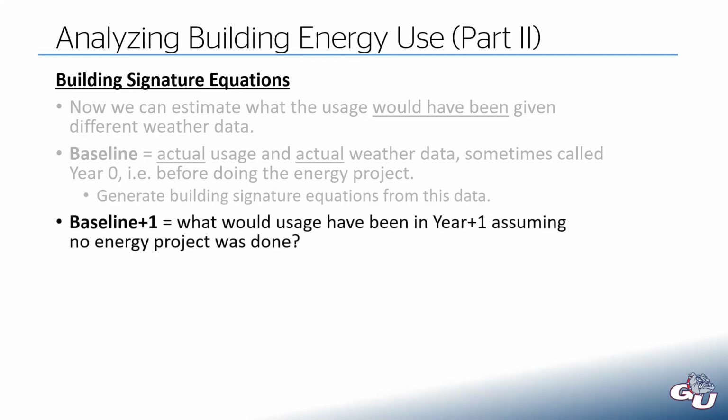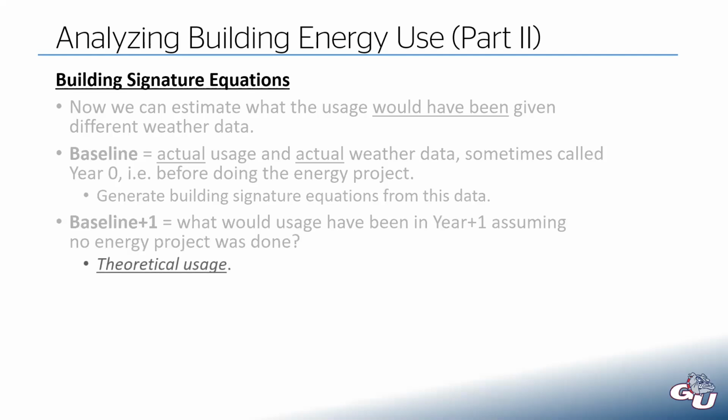And then we have this new term that generically we call baseline plus one. This is defined as what would the usage have been the following year, assuming they didn't do an energy project. And so this is entirely theoretical usage. So you've done the energy project, now you're a year later, and now you're going to look back and think, what would they have used had we not done that project, based on that weather data from the following year?